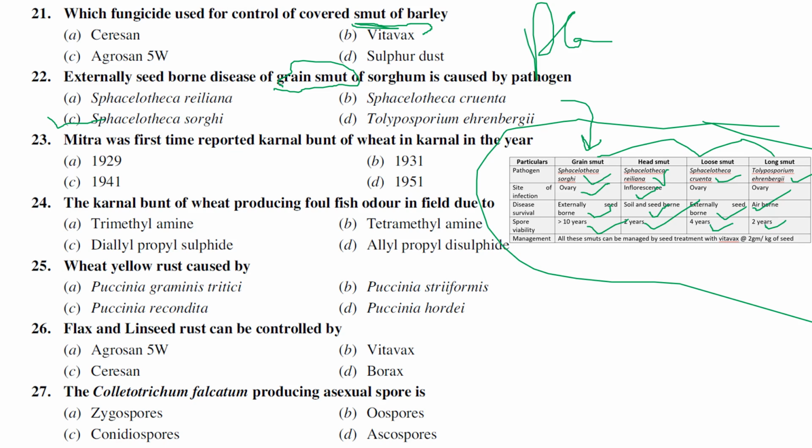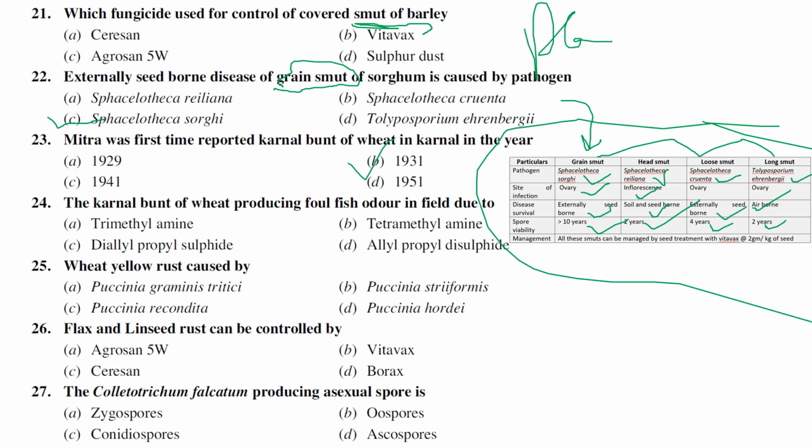Next one, Mitra first reported kernel bunt of wheat from Karnal in the year 1931. Mitra named this kernel bunt pathogen Tilletia indica. Later, B. B. Mundkur changed the name to Neovossia indica. If we see the literature, both Tilletia indica and Neovossia indica are available. So now we can use both names, but generally Neovossia indica was given by Mundkur. Nowadays most of the literature uses Neovossia indica, but later in conferences they said that both names are applicable, and either one is right.